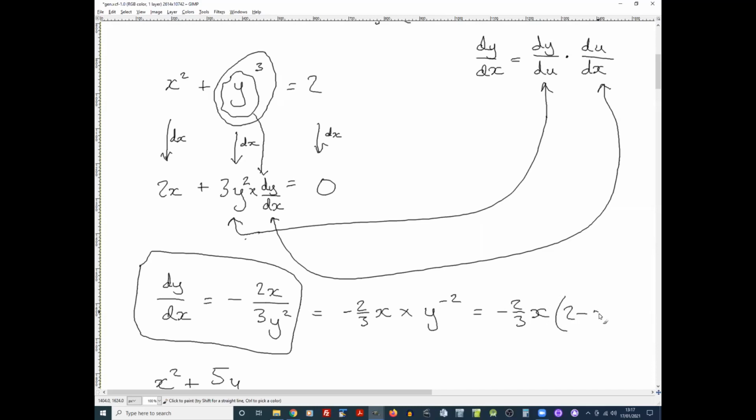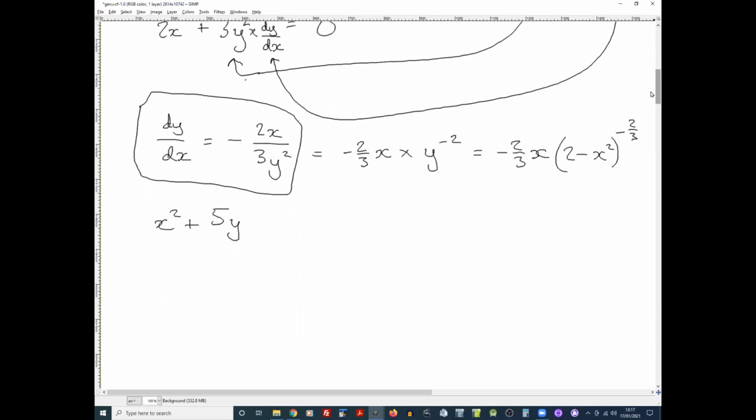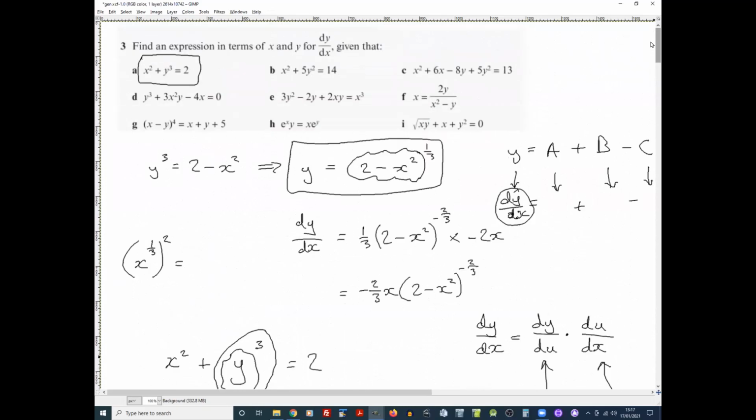Where that was 2 minus x squared to the power of minus 2/3, where we're just substituting 2 minus x squared all to the power of a third for y. All right, so be aware that you may or may not be able to do it explicitly if you're doing implicit differentiation, but whenever you see the chance to differentiate implicitly, do it like that.